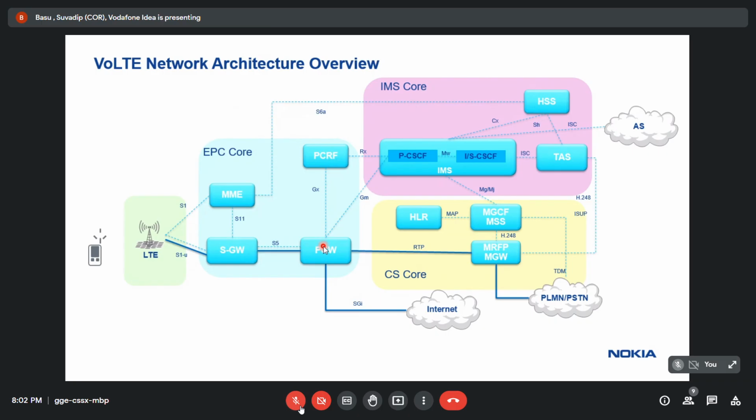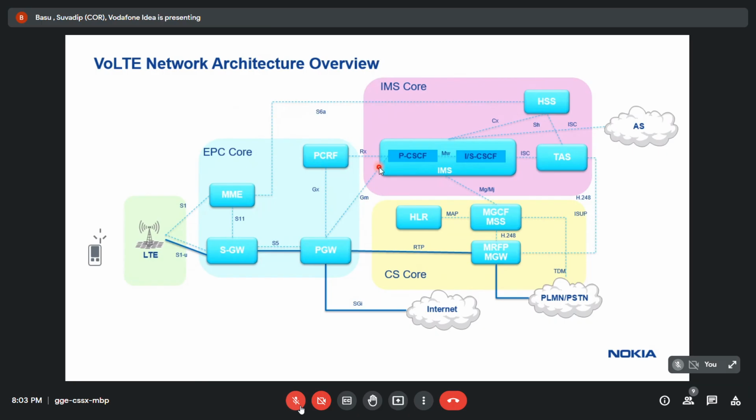So this is about your EPC. Now, slowly we are getting into this pink block here, and we are entering the IMS core. And here you see two very important interfaces, the Rx interface and the Gm interface. The Gm interface is between the P gateway and the PCSCF, or the SBC, to be very specific.